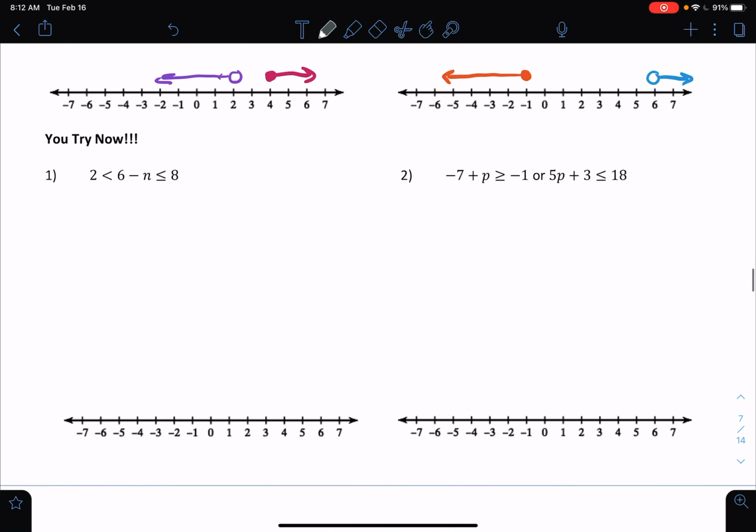All right. So we've got a you try now here. Two of them. The first one is an and. The second one is an or. Practice solving those, getting your final answer, and then graphing them. We will go over those in person when I see you. All right. So good practice. Make sure you reference these videos. It's the same steps, it's just you're solving multiple inequalities right now and graphing them on the same number line.